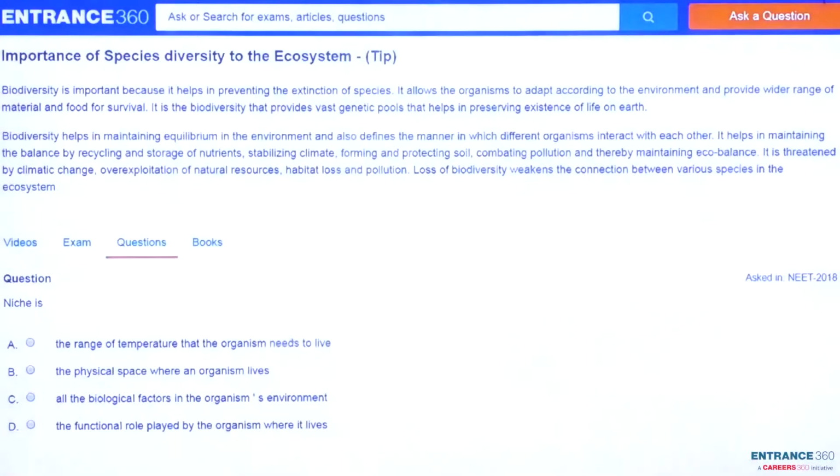Hello students, today we are going to solve another important question from the same chapter, that is ecology and its environment. It's an important question because it has been already asked in NEET 2018. So let's proceed towards it.